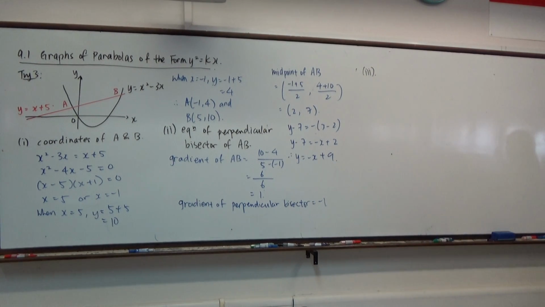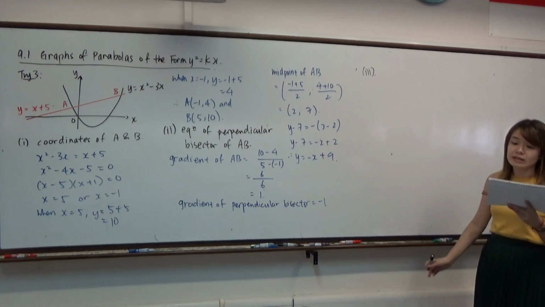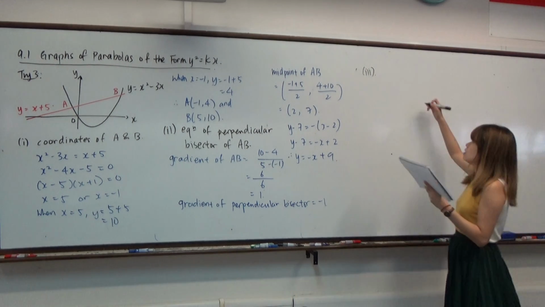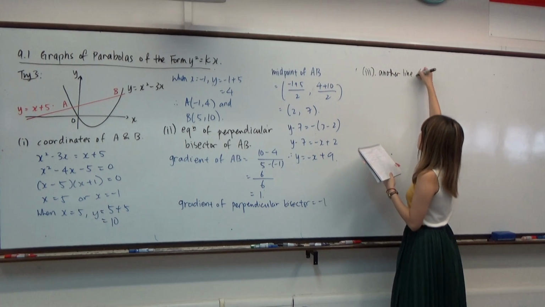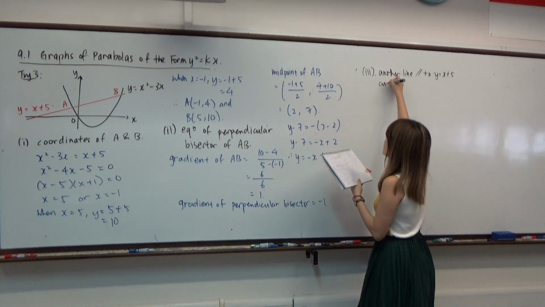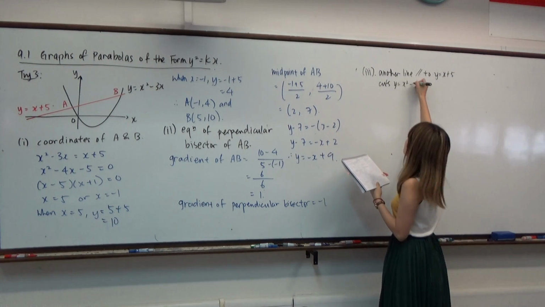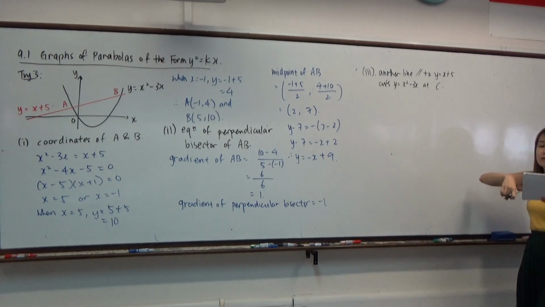Okay, next part. The question says that another line, which is parallel to y equals x plus 5, cuts the curve only at the point C. So another line parallel to y equals x plus 5 cuts the curve at C. And then we want to find the coordinates of C.